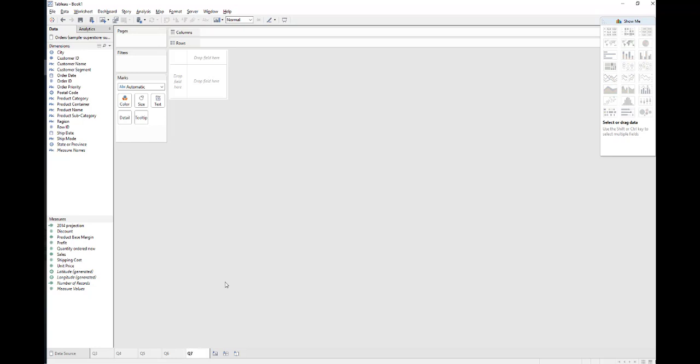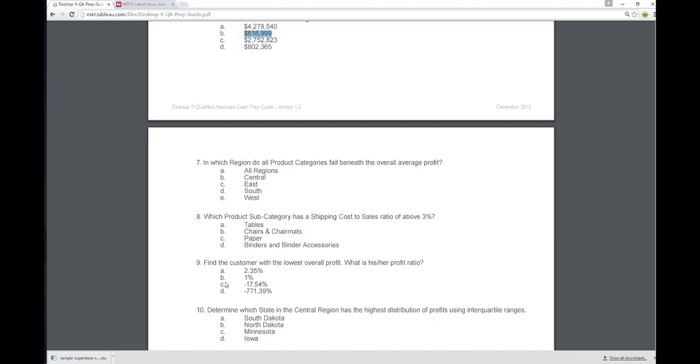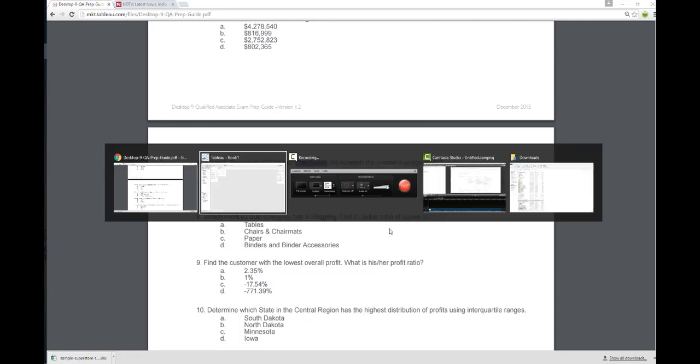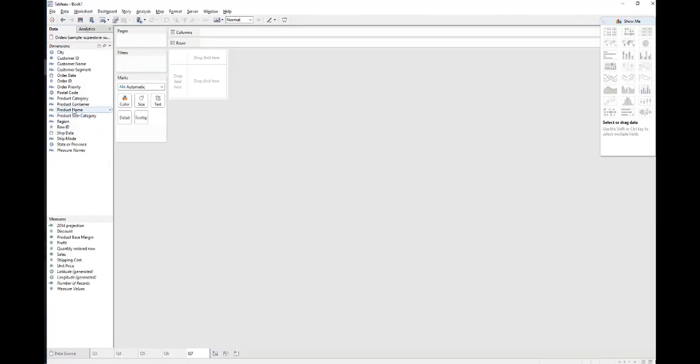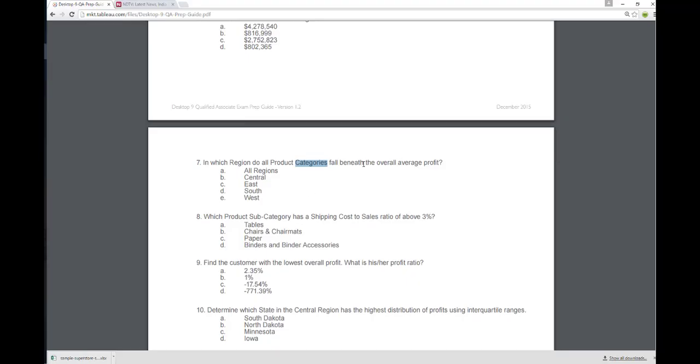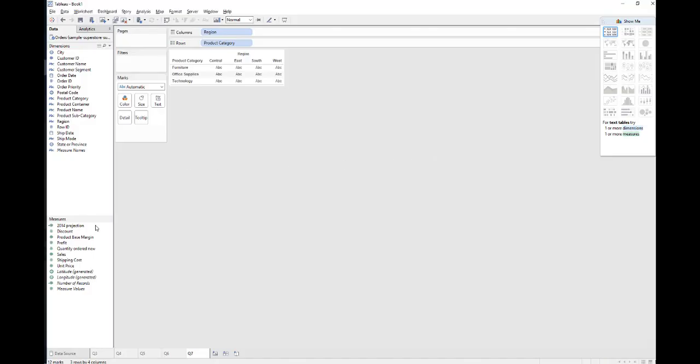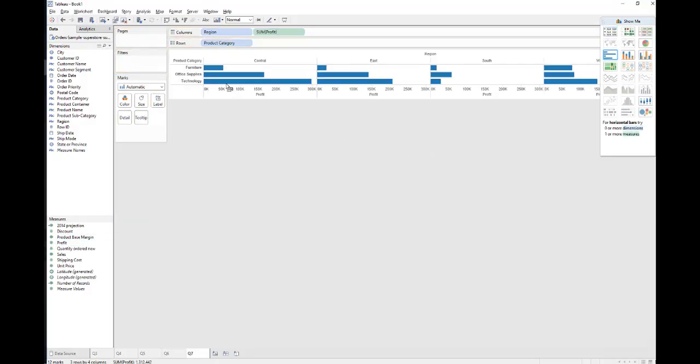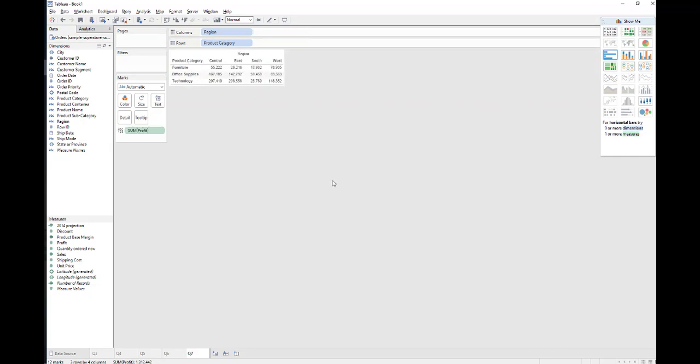Question 7. We are looking at region and average profit, and then we are looking at product categories. So first let's get product categories and regions, and let's see what they are asking. Let's see that average profit. So let's get the profit, and let's change this to textual, and rather than sum, I am looking for average.